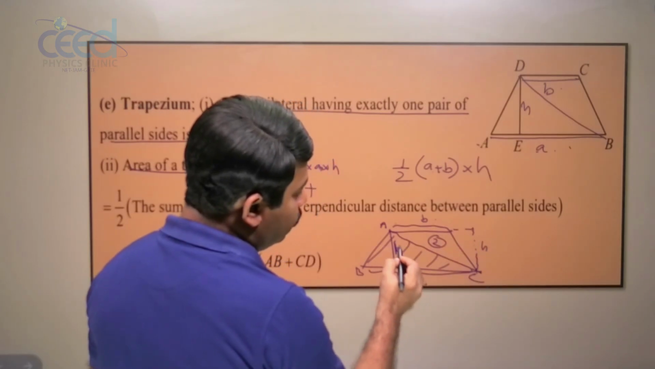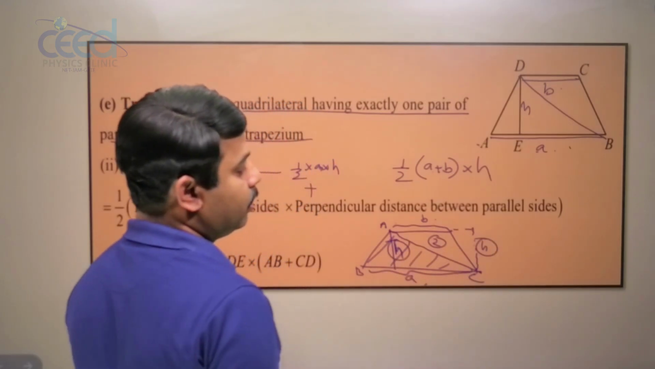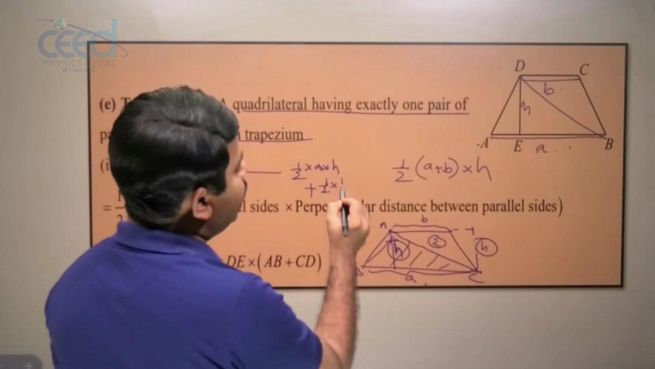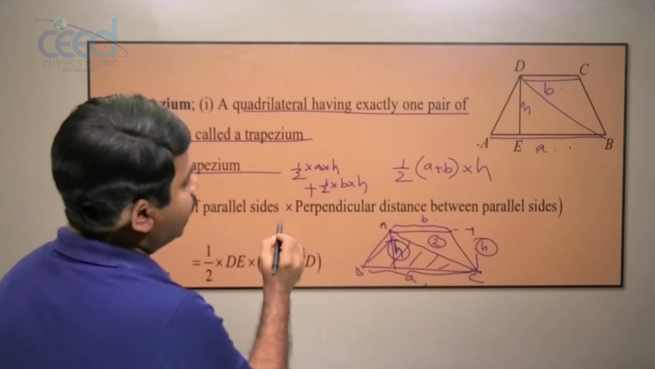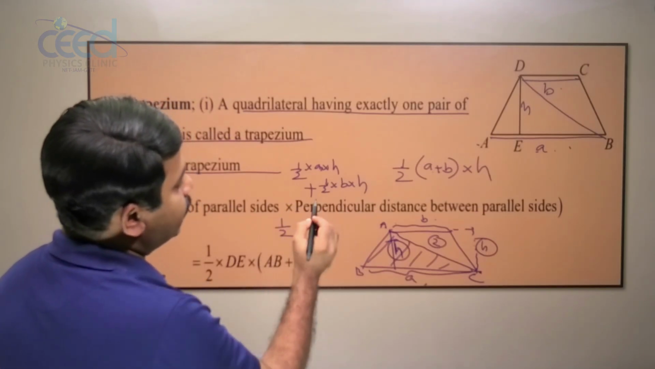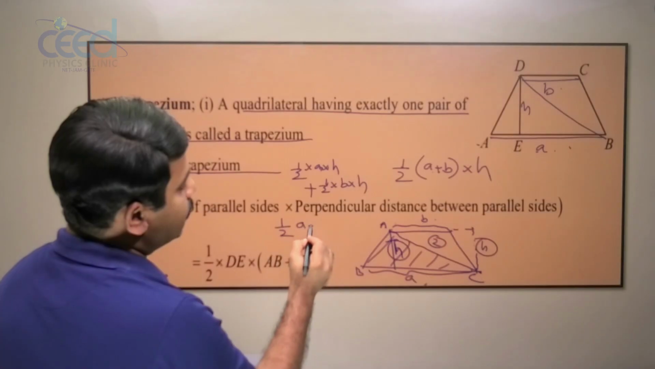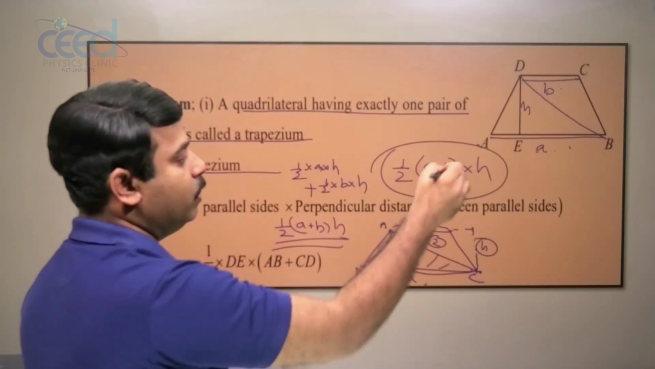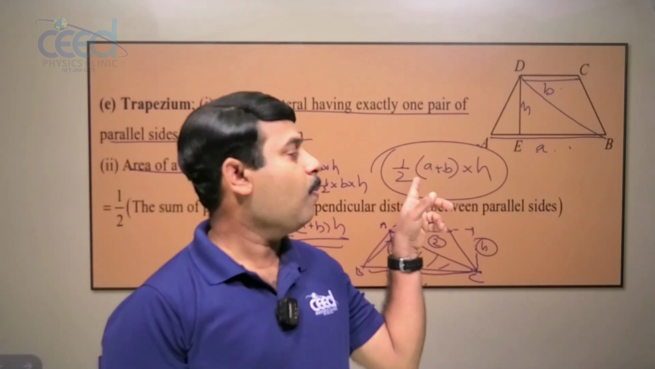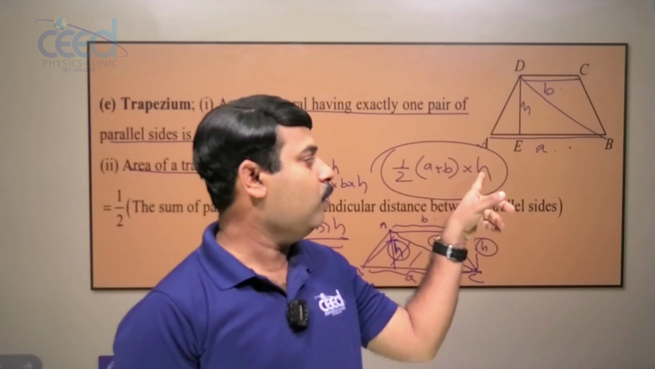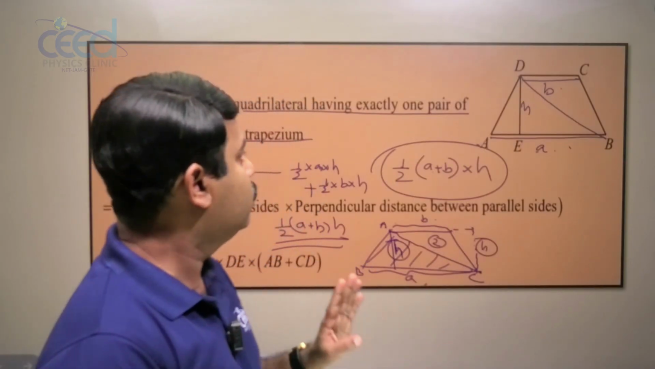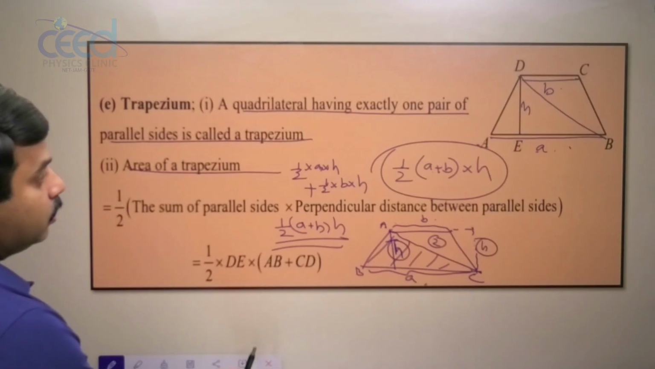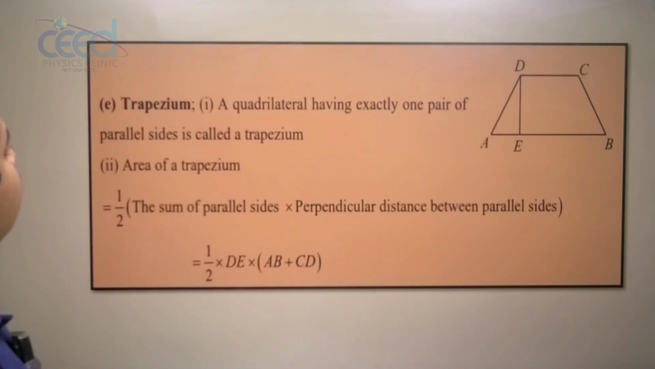Now this height is equal to this height, right? Understood? Then half into B into H. Now you can take half into H out, what is remaining? A plus B, right? Then this formula, half into (A plus B) into H, that is half into the sum of parallel sides into height, right? So this is all about a trapezium, right?